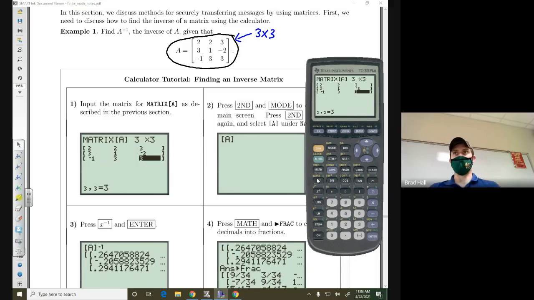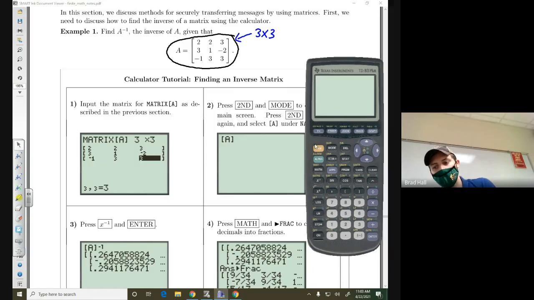Again, this is going back to stuff we did in previous sections. We're inputting a matrix, programming a matrix into the calculator. From here, once we make sure everything's in correctly, press second and mode to quit out of it, to go back to the main screen. Again, all familiar stuff. The new thing is, how do we find the inverse of that matrix now? We've programmed it into the calculator.